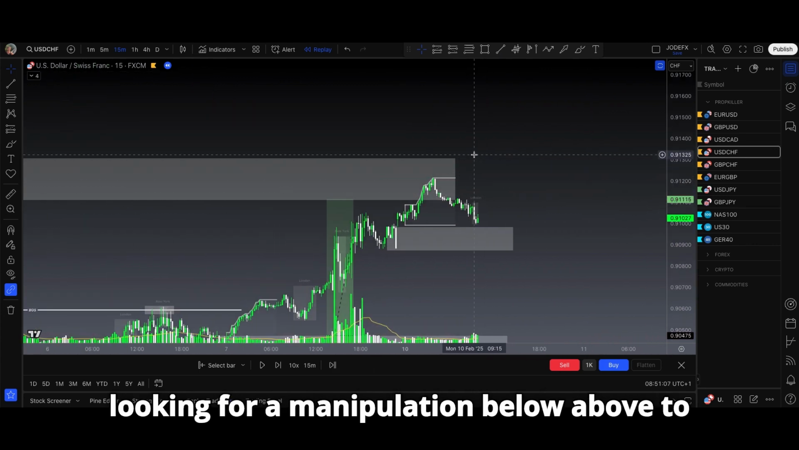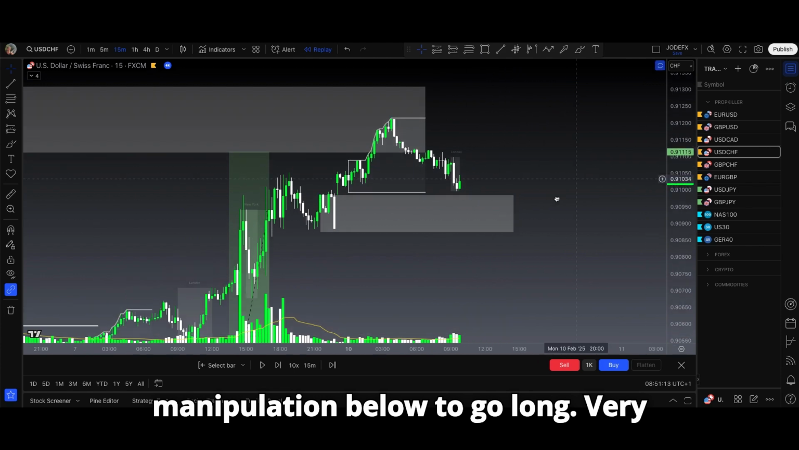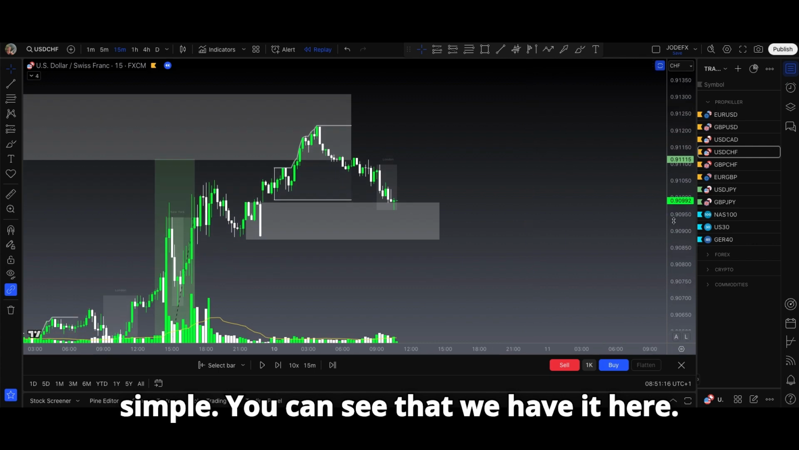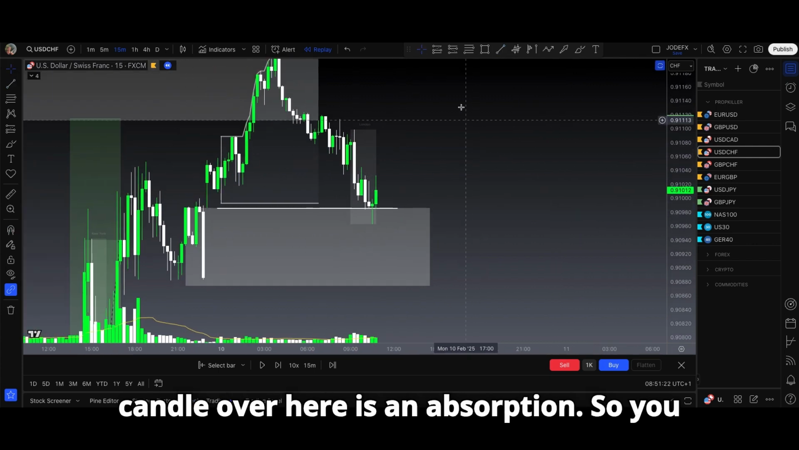I'm not looking for manipulation above to go below, but I'm looking for a manipulation below to go long. Very simple. You can see that we have it here. This is called absorption, right? This candle over here is an absorption.